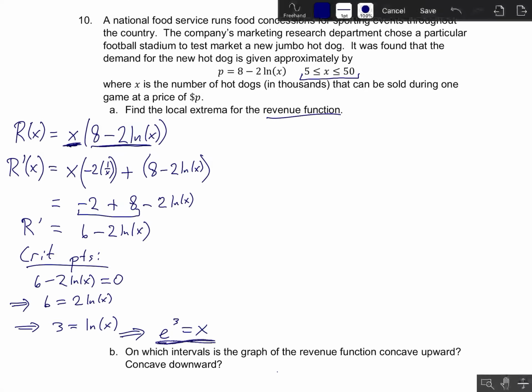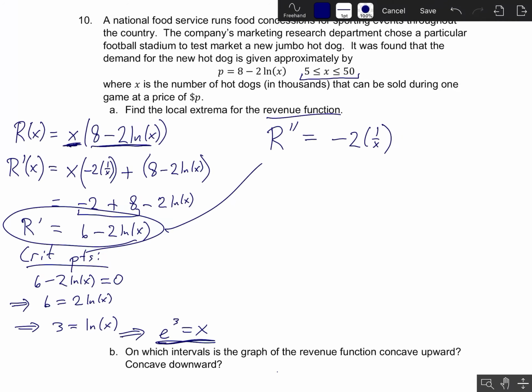And now we can apply the second derivative test to decide whether this critical point is a local max, a local min, or neither. Now to apply the second derivative test, we first need to just compute the second derivative. So I'm going to take this r prime value that we found a second ago and take its derivative to find r double prime. So if I take a derivative of this circled expression, the derivative of 6 would be 0, and as we have already seen, the derivative of negative 2 ln x would just be a negative 2 times 1 over x. So that's r double prime.